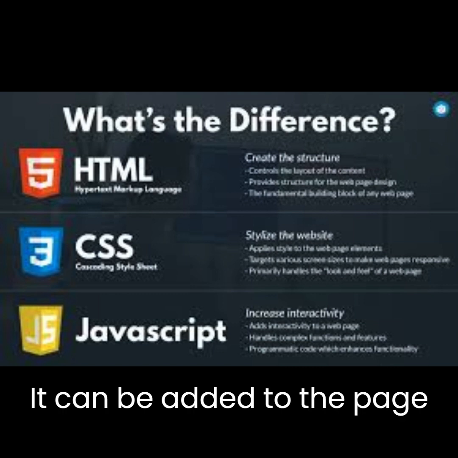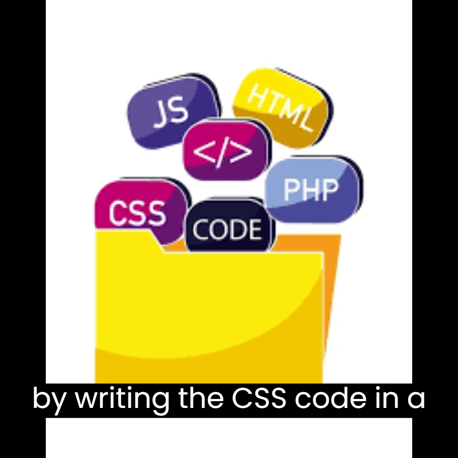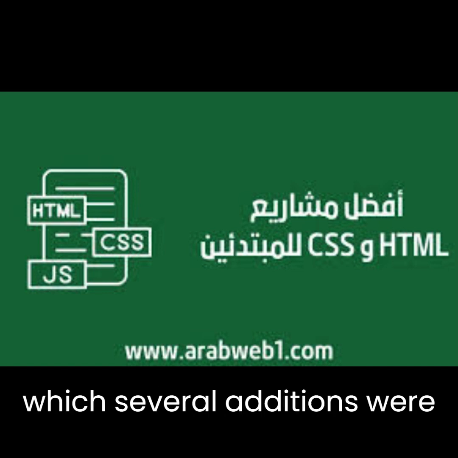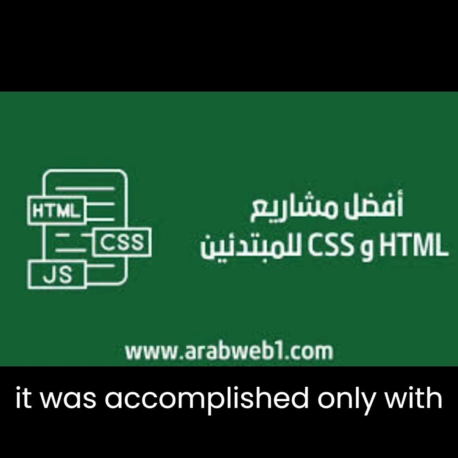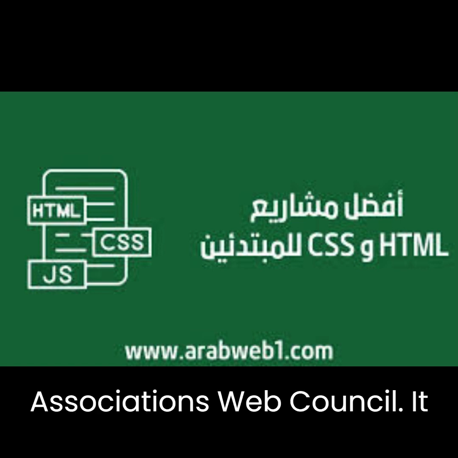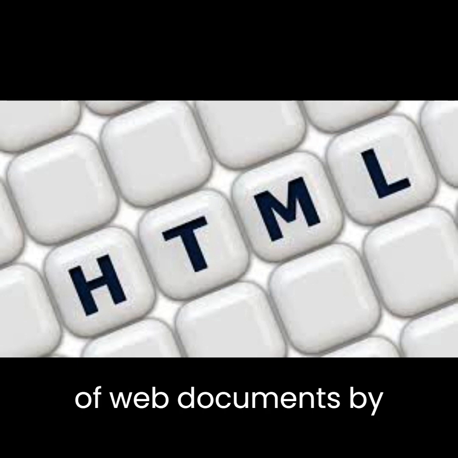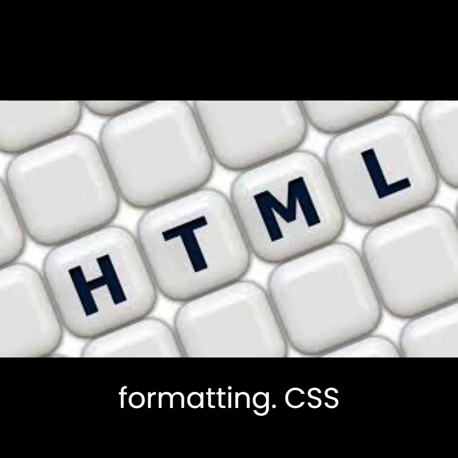It can be added to the page in several ways, the best of which is external embedding by writing the CSS code in a separate file. It has been developed to currently reach CSS 3, to which several additions were added that were not available in the previous version, and it was accomplished only with jQuery. Launched by the World Wide Web Consortium, it is a standard for characterizing the appearance of web documents by specifying fonts, colors, and formatting.